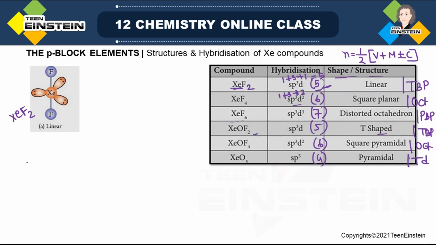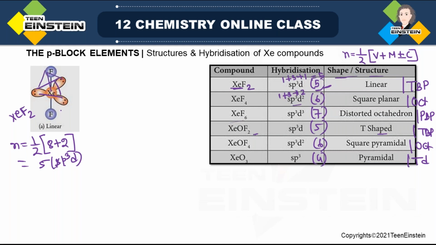Now for XeF2, how we will find out the n value? N will be half of xenon, monovalent atom. Valence electron for xenon is 8. Number of monovalent atoms attached is 2 fluorine, and there is no charge. So 8 plus 2, it is 10 by 2, that means 5. So when it is 5, it will be sp3d hybridization. And sp3d hybridization means TBP. So see, this is trigonal bipyramidal.